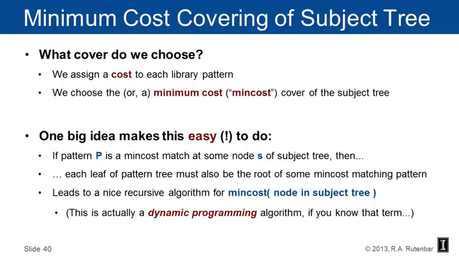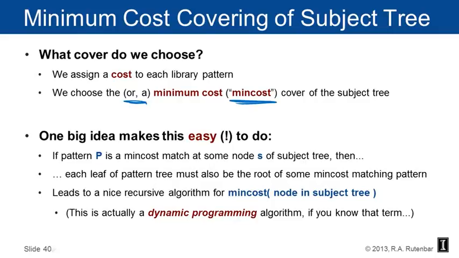We assign a cost to each library pattern, and then we choose the minimum cost cover. And I'll be careful to say maybe a minimum cost cover. There might be some ties. We choose the minimum cost cover of the subject tree, and I'm just going to refer to that as the min cost cover because it's easier and shorter to write, but it's also the name of the recursive algorithm that we're going to be creating here shortly.